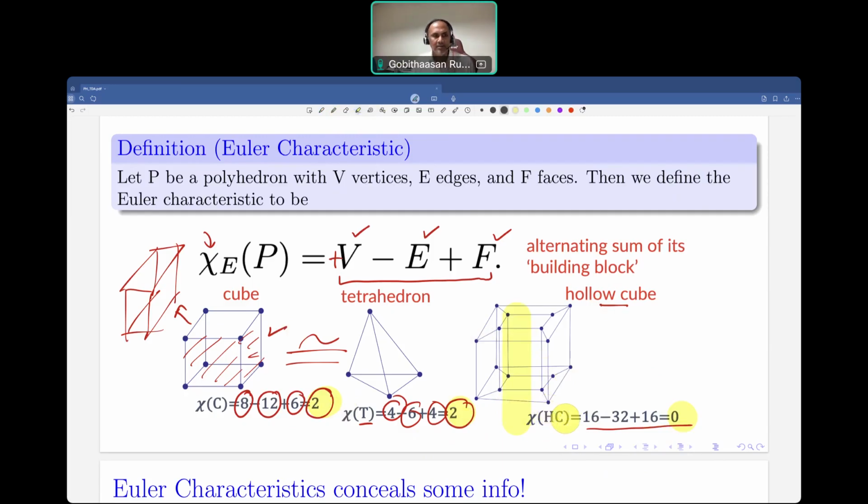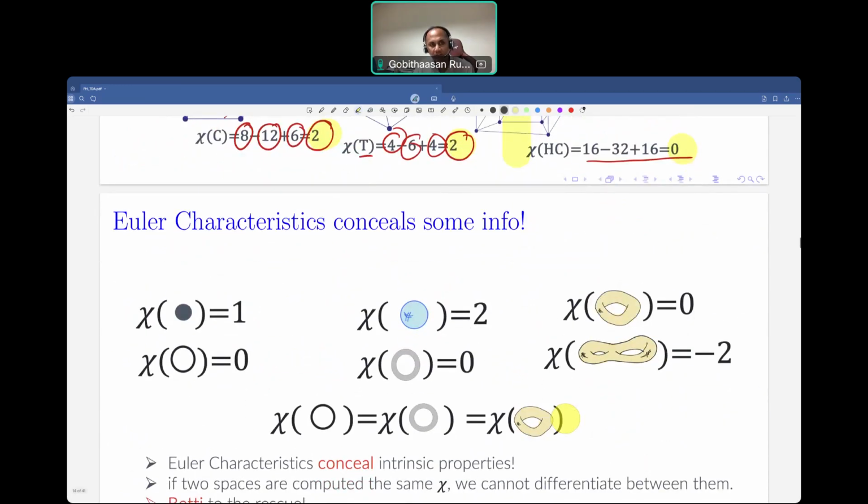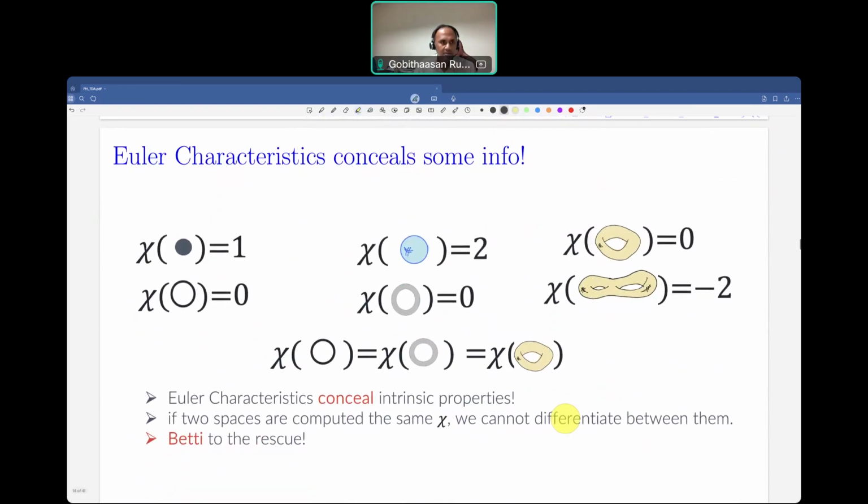Okay. All right. So using this number, we are able to differentiate between two shapes. Okay. So, more examples of Euler characteristics. The Euler characteristic for a point is 1. The Euler characteristic for a circle is 0. The Euler characteristic for a sphere is 2. For example, the cube that you saw earlier is a closed cube, and it's similar to a sphere.